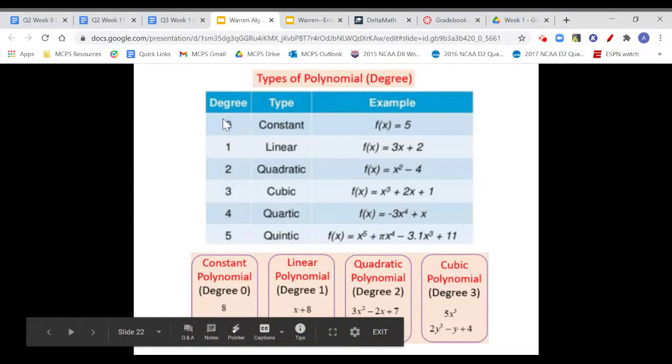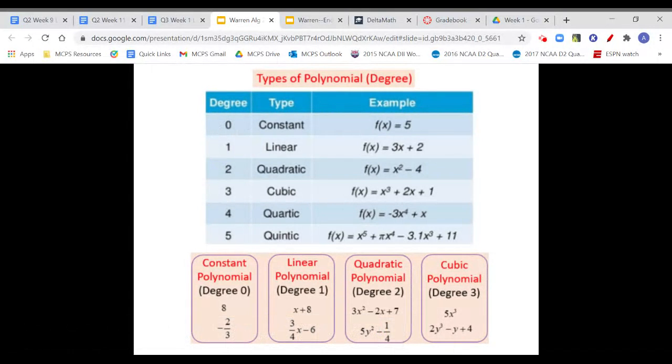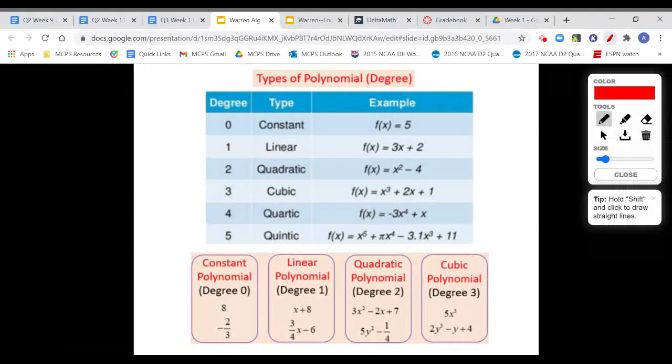So again, these are the names based on the largest exponent. So if my largest exponent is 0, meaning there's no variable there written, right? That is called a constant function, right? And you see that makes sense with f of x equals 5. The only thing going on in that equation is the constant.